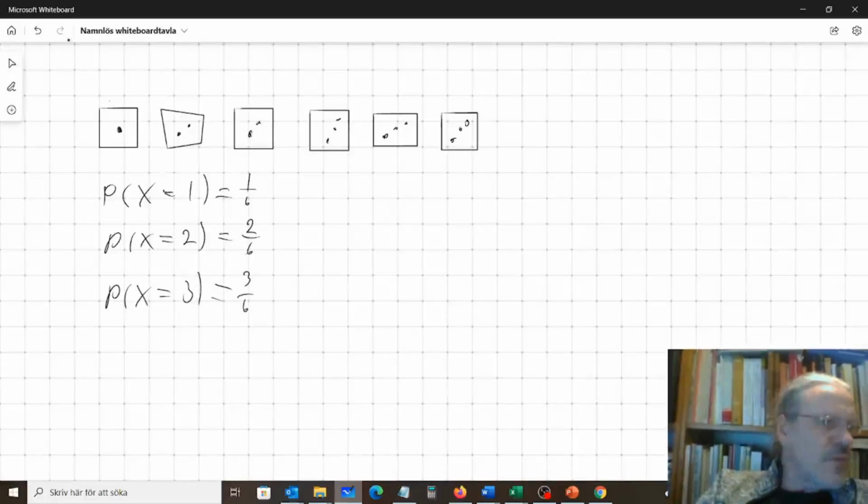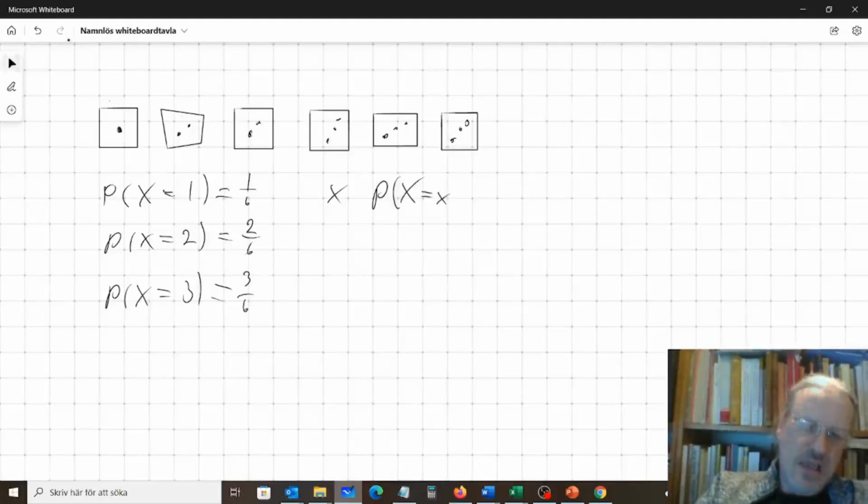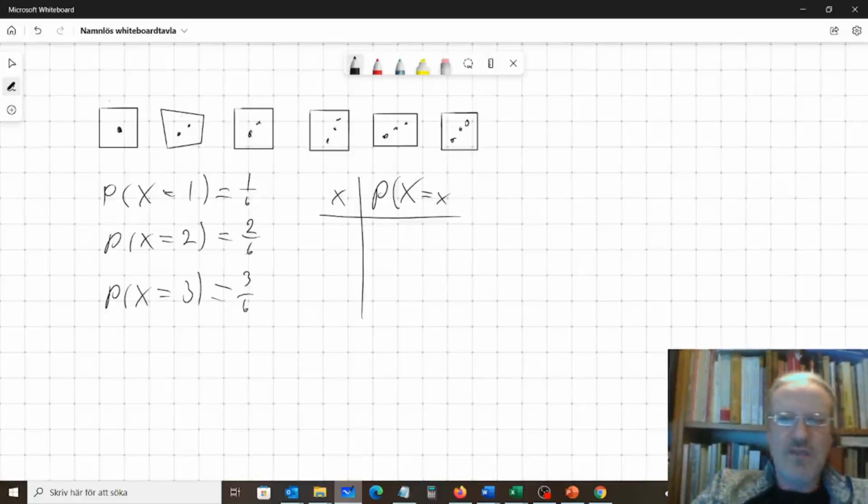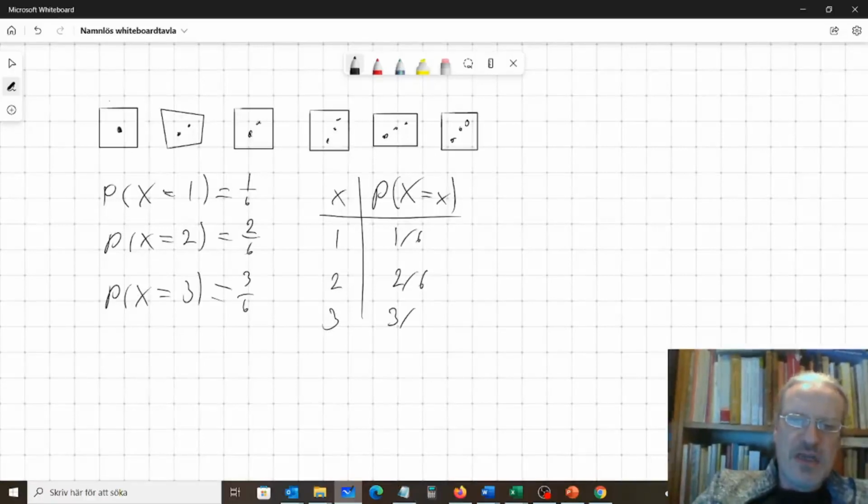So we can also write this as a table. So we have small x and the probability that our capital X equals our small x. I write that more clearly as a small x. So we could have for this die the results 1, 2, or 3, and the probability for 1 is 1 out of 6, probability for 2 is 2 out of 6, and probability for 3 is 3 out of 6.